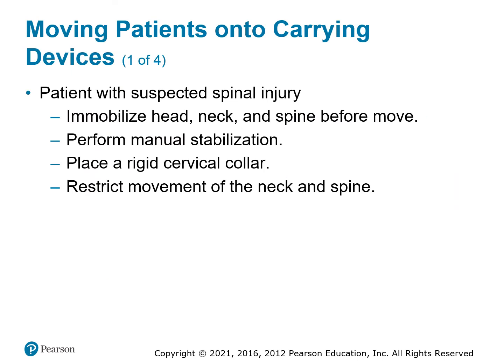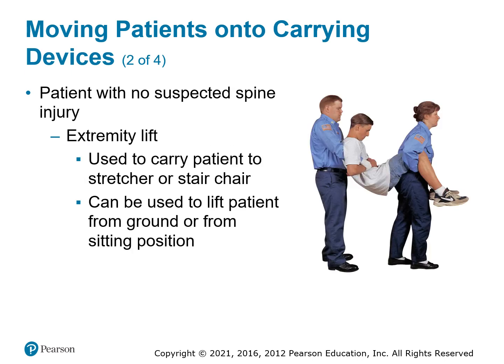Patients with suspected spinal injuries, we want to immobilize the head, neck, and spine before moving, perform manual stabilization, and place a rigid collar, and then restrict movement of the neck and spine. Again, we're not transporting on a backboard. All we're doing is placing a C-collar and moving them. The patient can basically self-splint. If their back is hurting and it's injured, they're probably not going to move it a whole lot.